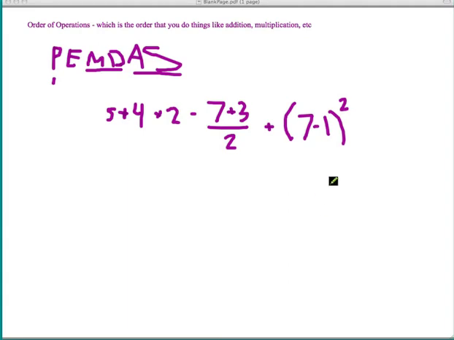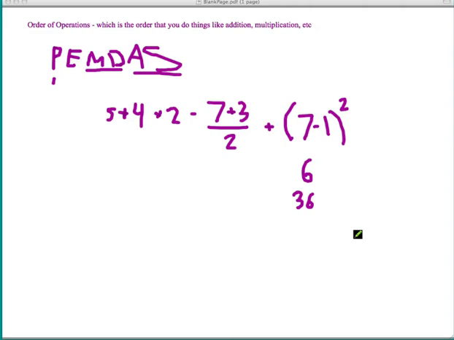So first thing, we're going to look at parentheses. So we have a 7 minus 1, that's going to give us 6. Any more parentheses? No, no more parentheses. Now we look for exponents. So we've got this squared. So that squared's on top of the 6. So now we've got 36. That's 6 squared. Okay, any more exponents? No, I don't see any more exponents.